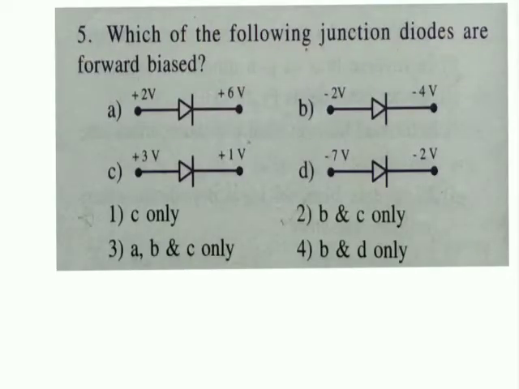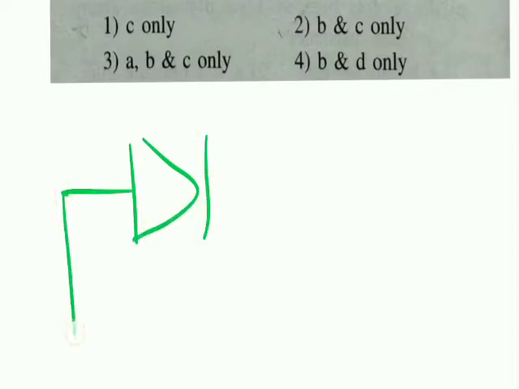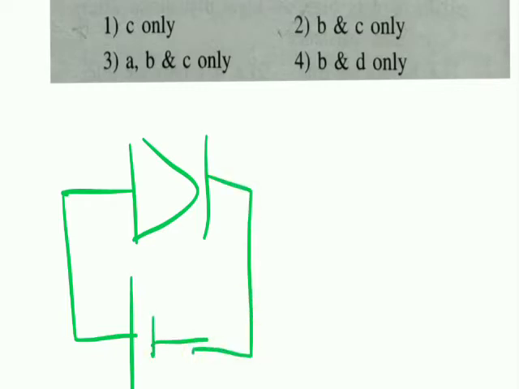Which of the following junction diodes are forward biased? Forward bias means the diode's positive region is connecting to the battery's positive side, and the diode's negative region is connecting to the battery's negative side. This is the positive side of the diode region, this is the negative side of the diode region, this is the positive side of the battery, and this is the negative side of the battery terminal.